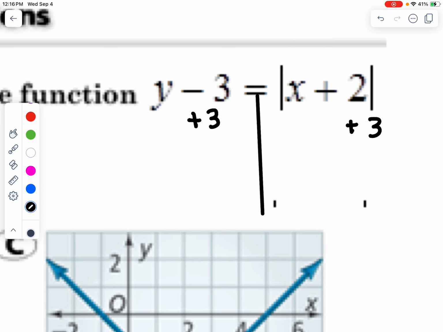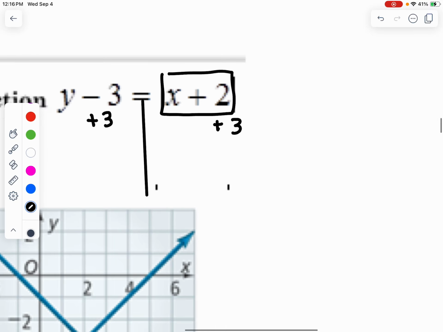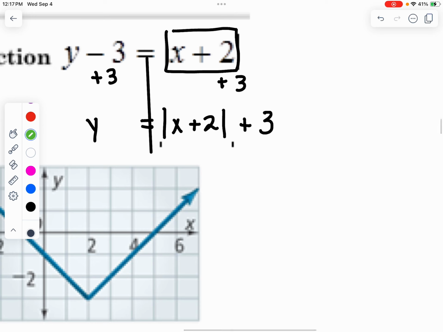Do not add it inside of here. This is a protected item, okay? So 2 is not going to turn into a 5. So we end up with y equals the absolute value of x plus 2, and then the plus 3 goes on the outside. Let's identify things we already know.